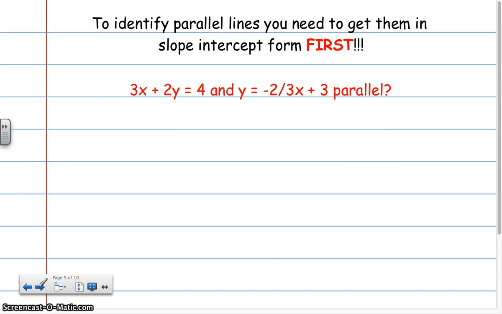Okay, to identify parallel lines, you need to get them into slope-intercept form first. That is the hardest part here. Sometimes I'll be giving them to you in slope-intercept form, but a lot of times I'm going to give them to you in standard form. And I'm going to say, hey, are these two lines parallel? And you're going to be expected to get it into slope-intercept form.